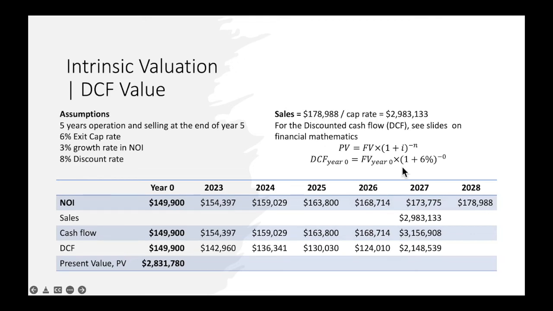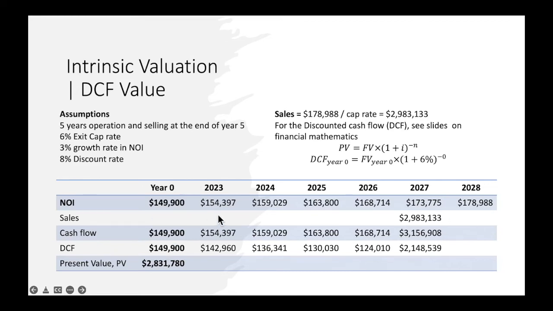That means you take this. I'm going to take this. Usually you take the net operating income of the next year. To find the value here, take the net operating income here divided by 6%. Take this divided by 6%, you're going to have this value, $2.9 million. Then what's the cash flow?